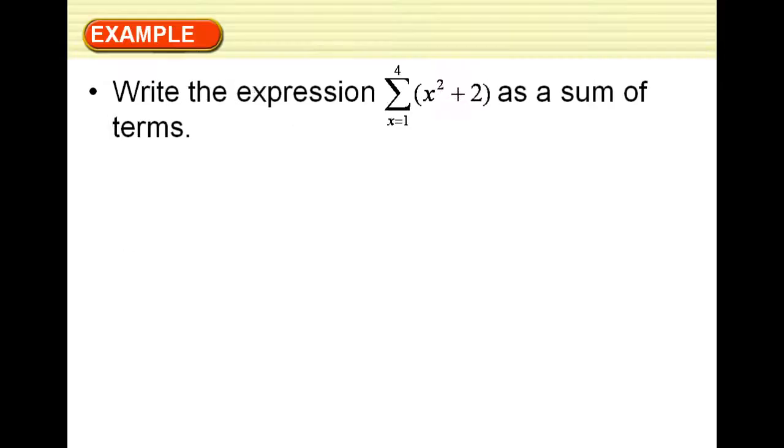them all together. So my first example is to write this expression, the sum of x squared plus 2, starting with x equal 1 through x equal 4, as a sum of terms. So what I would write is 1 squared plus 2, added to 2 squared plus 2, added to 3 squared plus 2, added to 4 squared plus 2. Notice all I did was plug in 1 in place of x, and then 2, and then 3, and then 4, and I stop there, and I add all of these together.